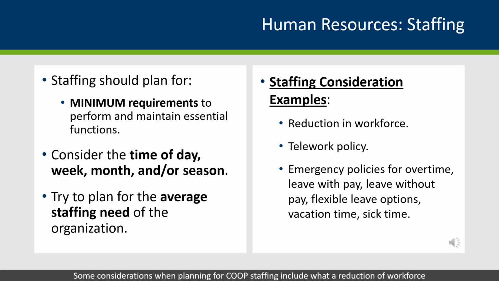Some considerations when planning for COOP staffing include what a reduction of workforce would look like and under what conditions that would occur. If and when a telework policy would be implemented, focusing on which departments have the capacity to operate remotely while supporting essential functions. And finally, reviewing or developing policies to address overtime, leave with pay, leave without pay, flexible leave options, vacation time, and sick time. Review the essential functions and supporting essential activities and identify their minimum staffing requirements by essential function. There is a continuity staffing matrix table in your COOP plan template where results can be documented.